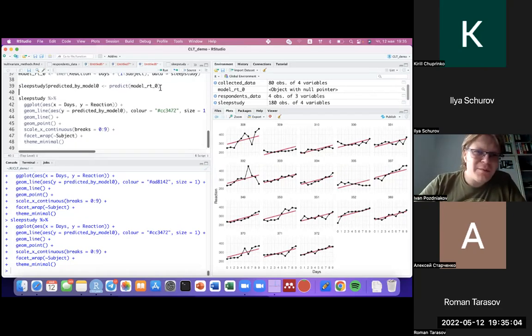Okay, that's one model, and for every subject the intercept is different. So for some it's higher, for some it's lower, but the slope is the same for every subject. So now we want to try a more complicated model where we fit also different slopes for every subject.